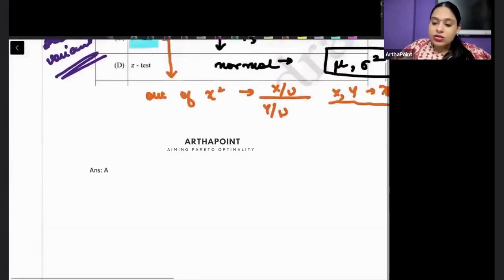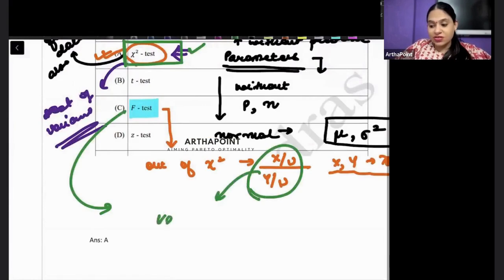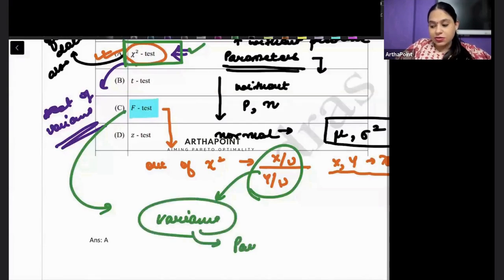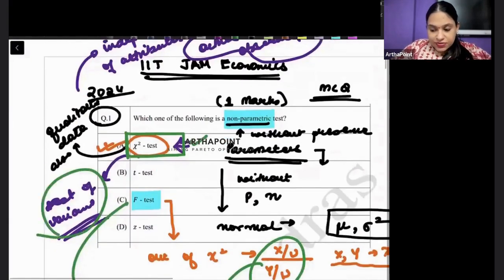Why not F? Because F just has one application, which is this. And here we were using the concept of variance. And that is the presence of a parameter. Variance is one of the parameters I require. So F doesn't have any other application. F just has one application, comparing the variance of two samples. This part, testing the variance with the population, that is part of parametric test.